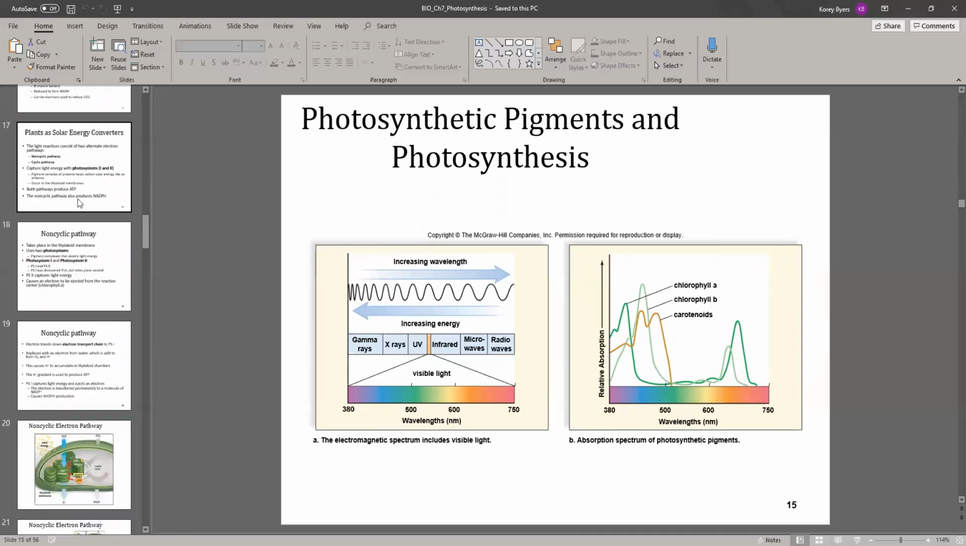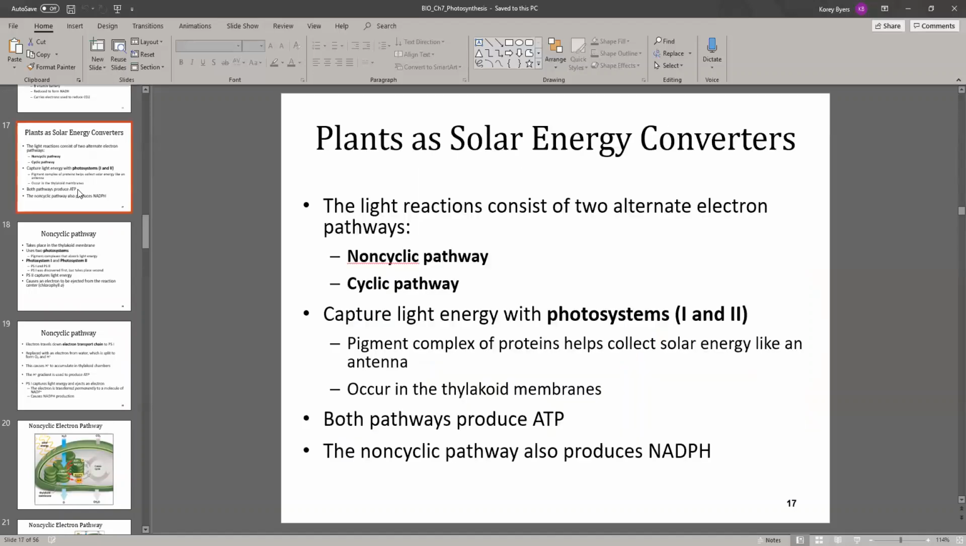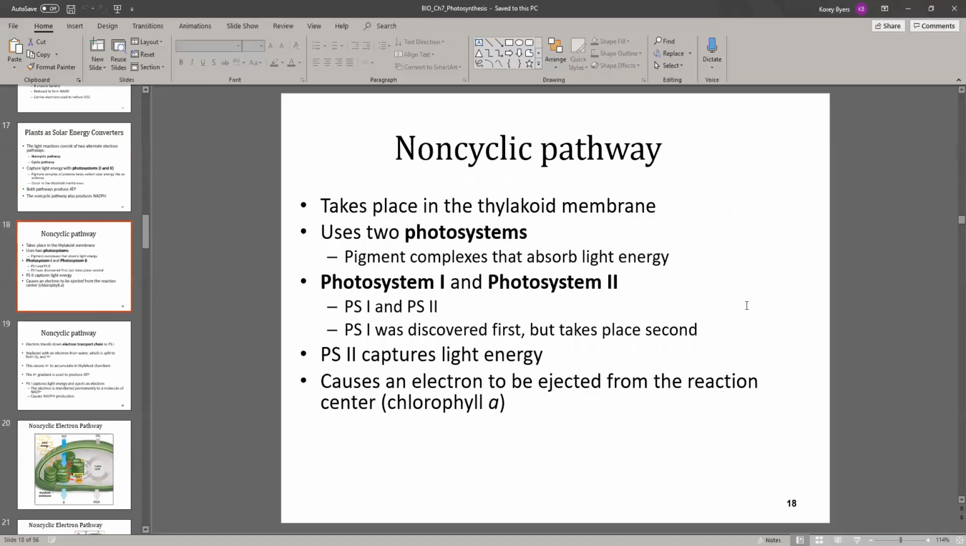Let me skip down. I want to hit some big portions here. We capture light energy in photosystem 1 and 2. Now, when we named these, we discovered photosystem 1 first, but it actually occurs second in the process. So when light energy strikes the thylakoid, photosystem 2, those electrons get excited and they speed up.